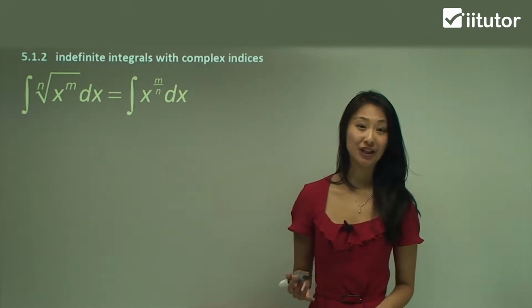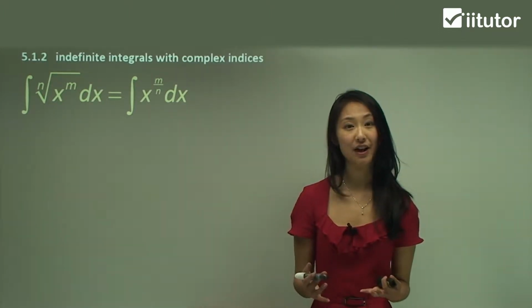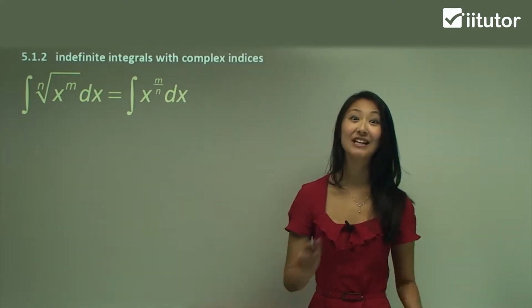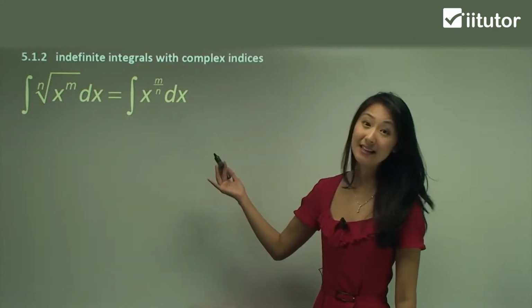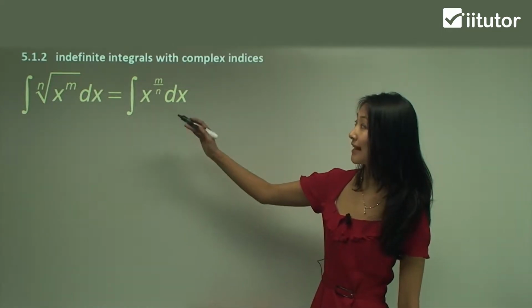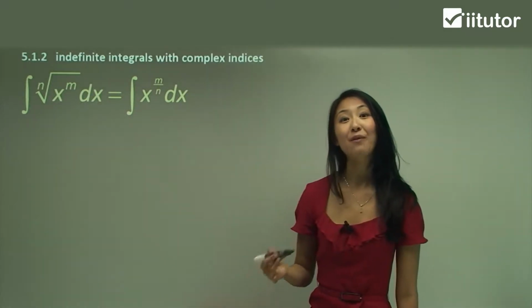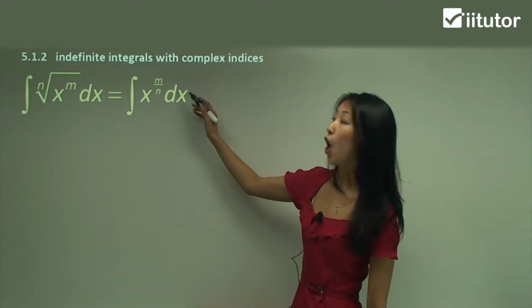Here we have the integration of a surd. Now when we try and integrate or even differentiate a surd, we can't do it in the surd form. What we have to do is change it into the index form. And this is just a reminder of how we do that. So here you see we have the integration of x to the power of n and to the root of n. And we can change that into x to the power of m on n.